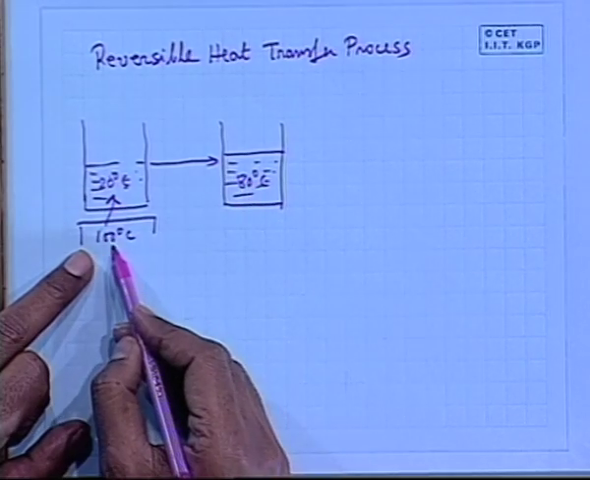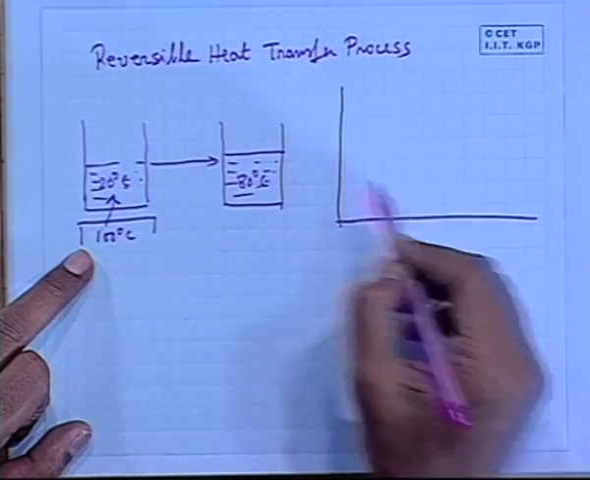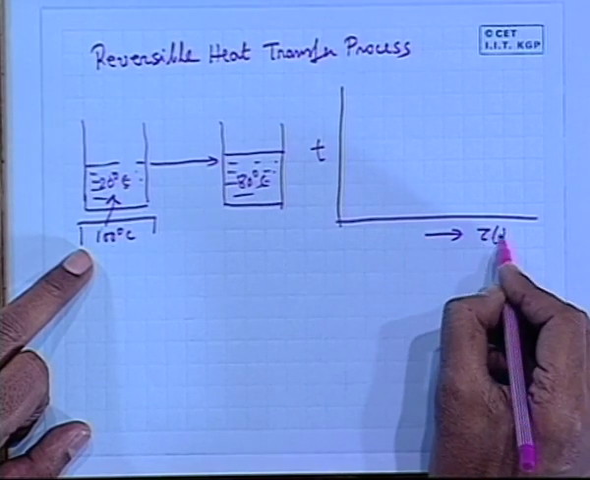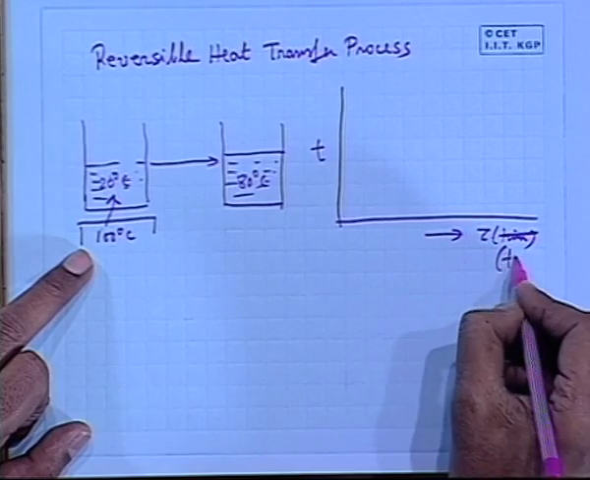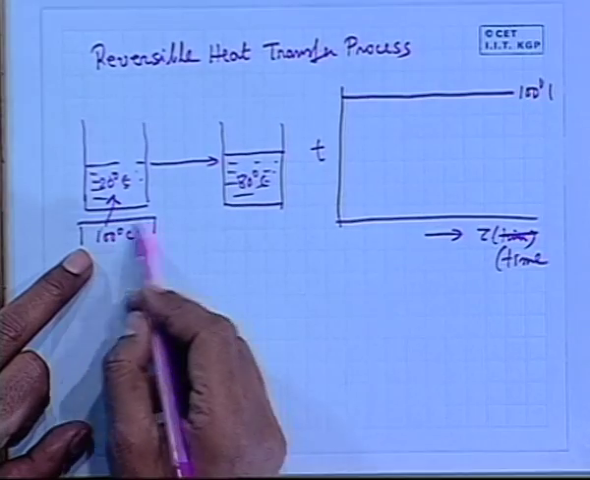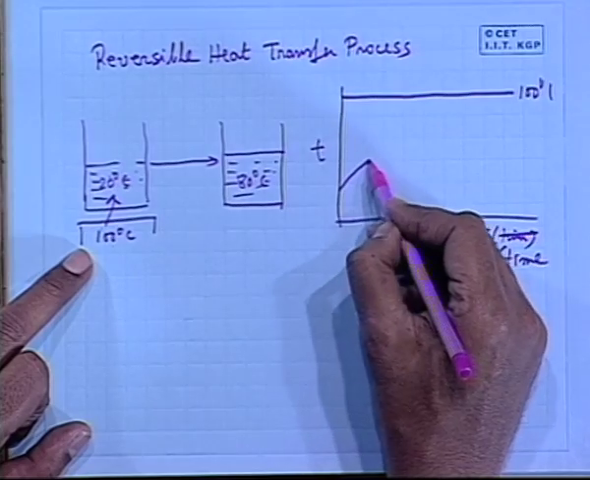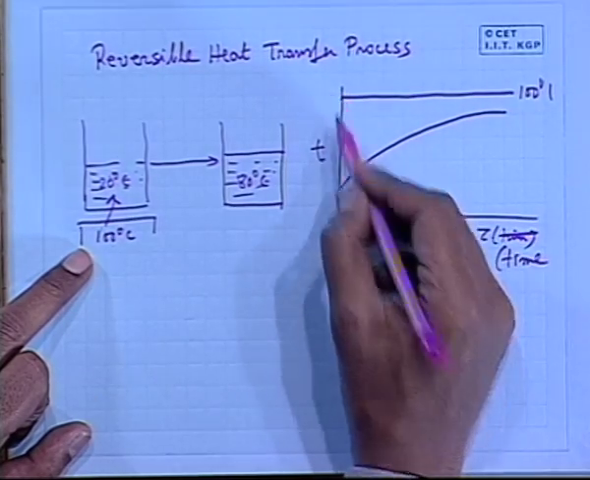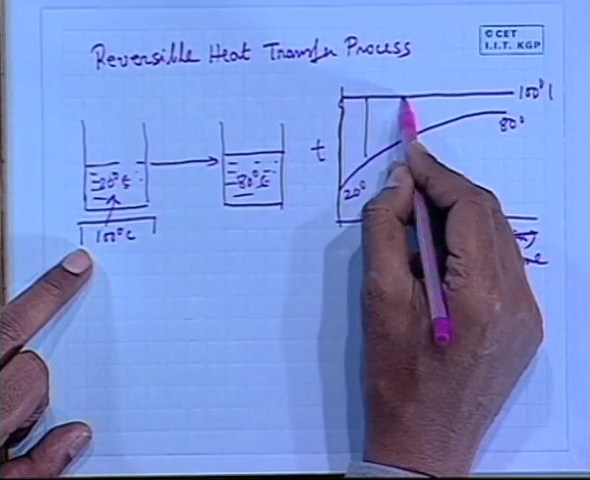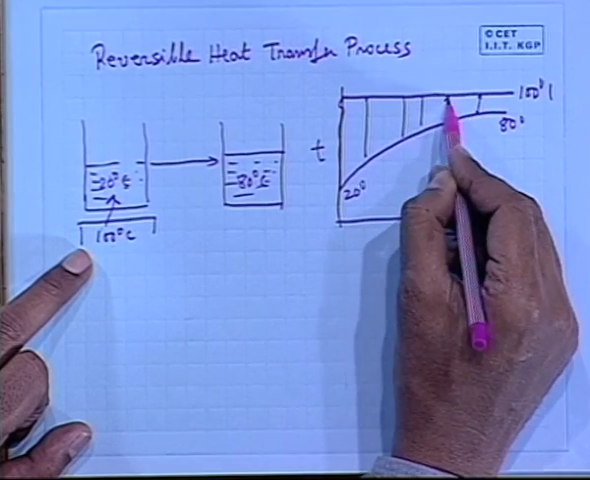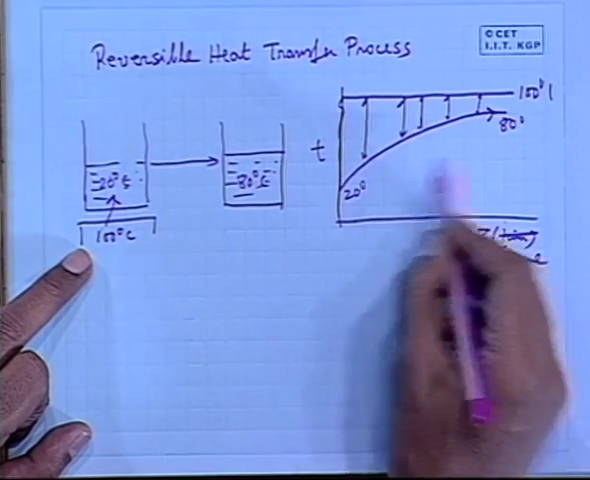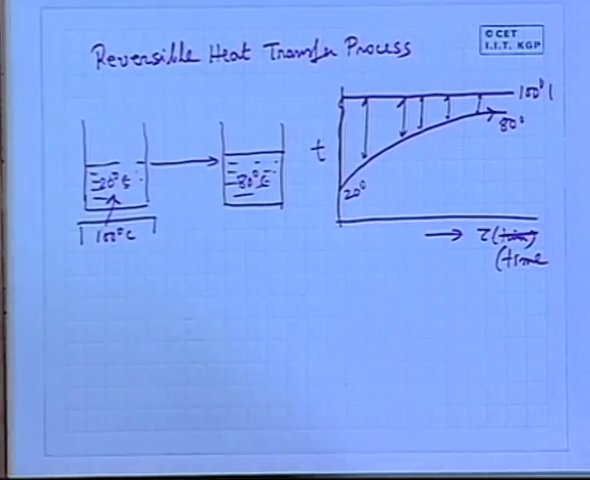This is irreversible, because there is always the temperature gradient. If I draw the temperature versus time, tau, tau is the time here. Now, this is the source temperature remaining constant at 100 degrees. Let us consider this body is of infinite capacity whose temperature does not change. That means it is going like this. So, initially 20 degrees Celsius, it goes to 80 degrees. It is delta T. That means the degree of irreversibility is reduced at the end of the heating process. This delta T causes the irreversibility.